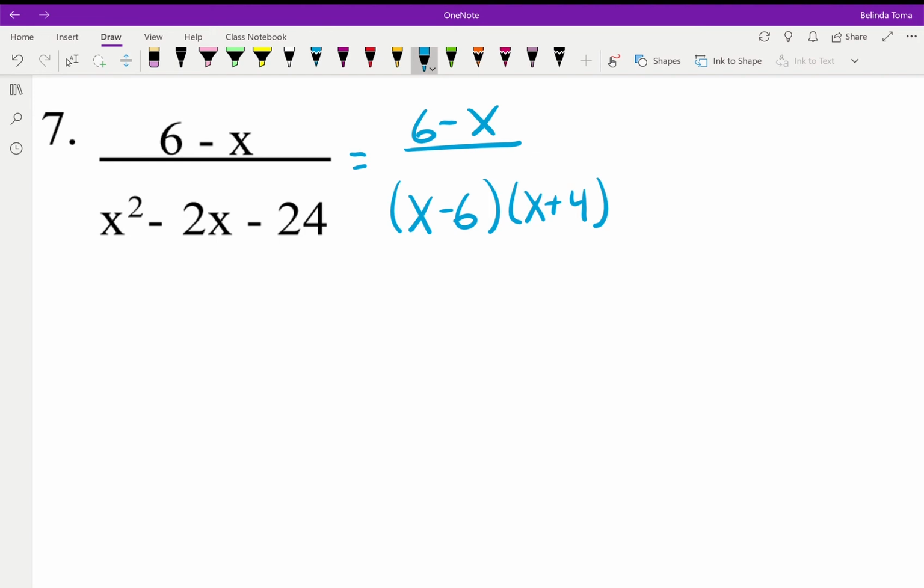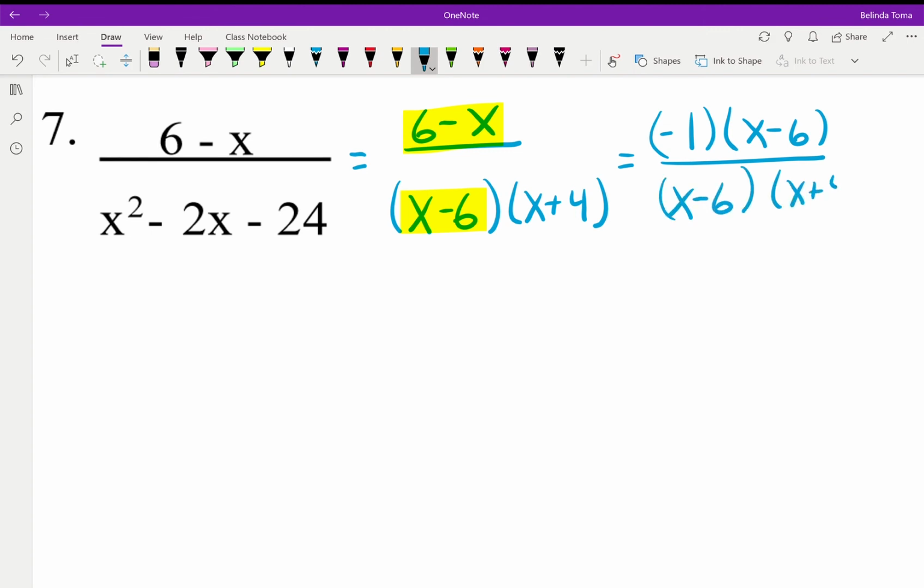If I left my answer like this, it wouldn't be fully simplified because I have opposites in 6 minus x and x minus 6. Again, what I want to do then is factor out a negative 1, and I'm going to put that in the numerator for now. I'm going to change that so that it's x minus 6 instead of 6 minus x. Again, you can see that if I distribute that back, I get what was in the numerator. And then I am able to go ahead and cancel.